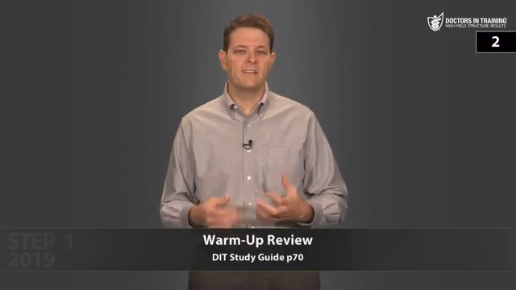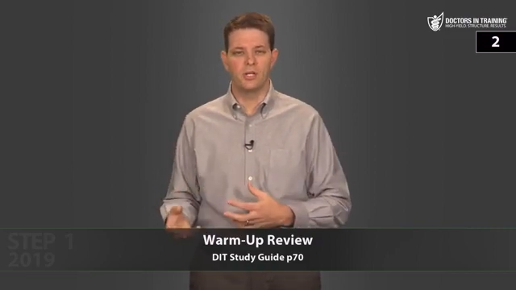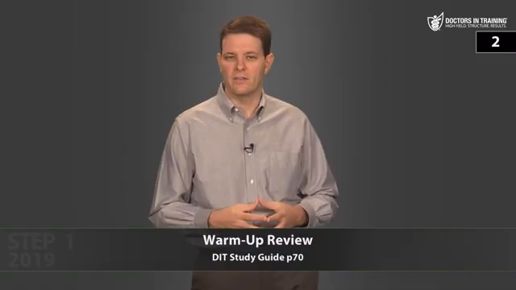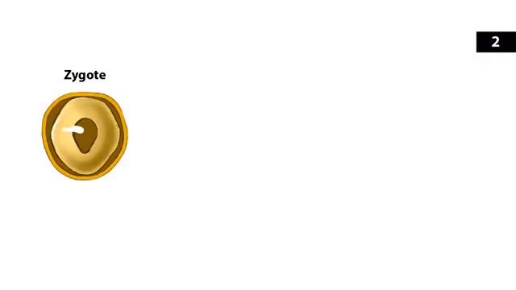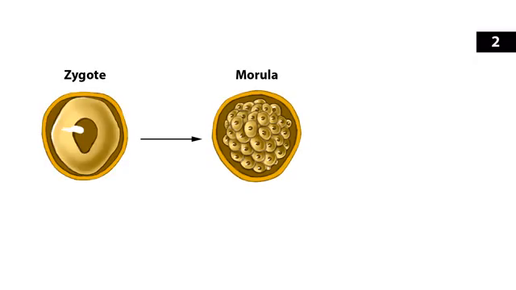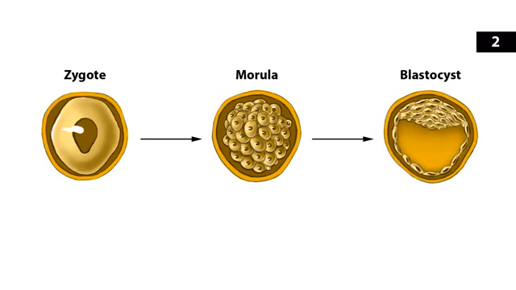Next, what are the stages that an embryo goes through between conception and the development of an inner cell mass? So immediately after conception, you have a zygote. Then the next stage is the morula, which looks like a mulberry. And then when the inner cell mass develops, the embryo is called a blastocyst.